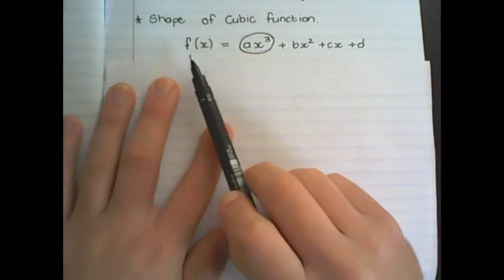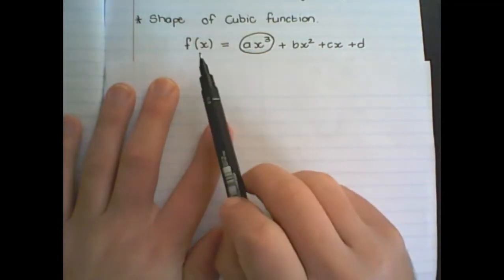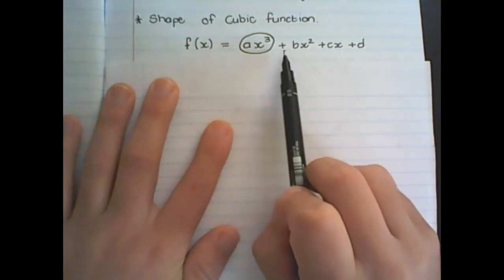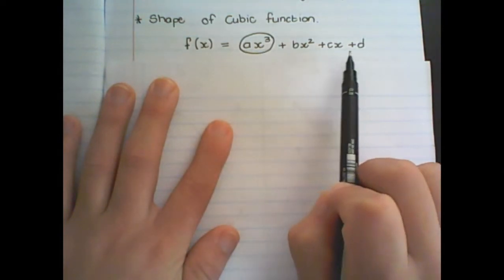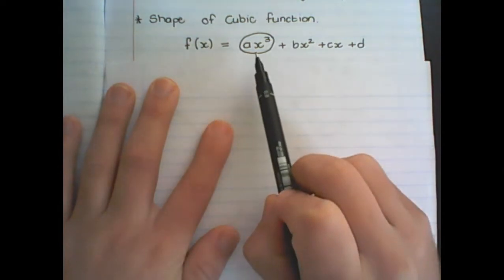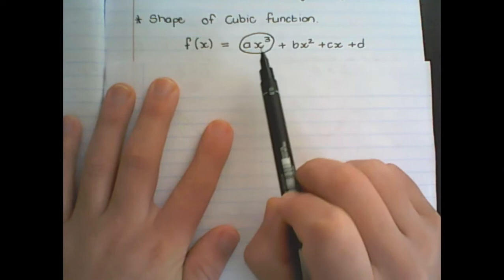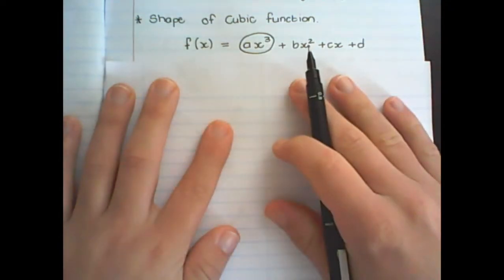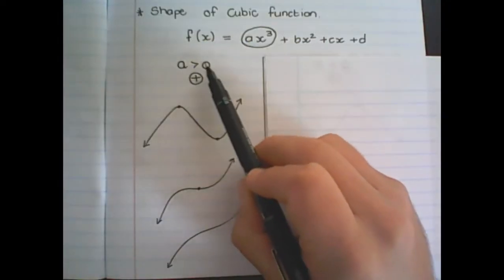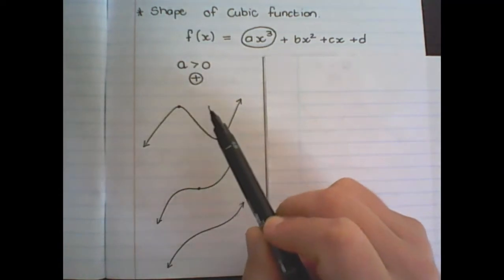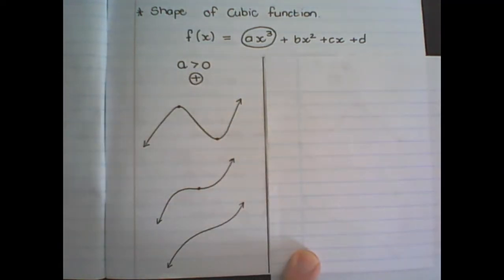So here we have the standard cubic function. f(x) is equal to ax cubed plus bx squared plus cx plus d. And again, we are going to look at the value of a in front of the x cubed to determine the shape. So when a is positive, or bigger than 0, we have three types of cubic functions that can be formed. But in general, they have the same shape.